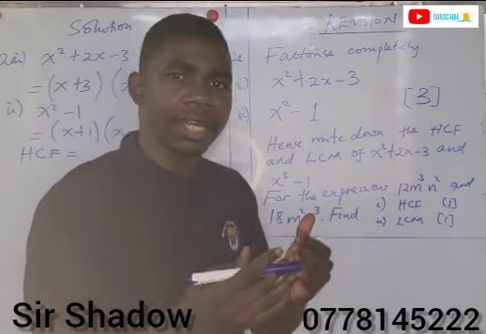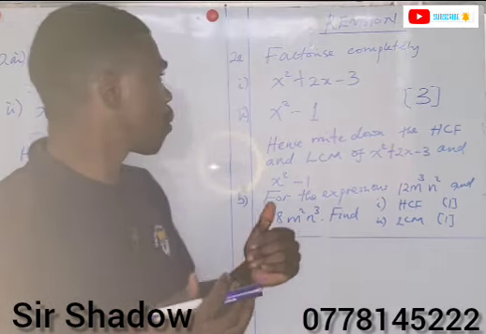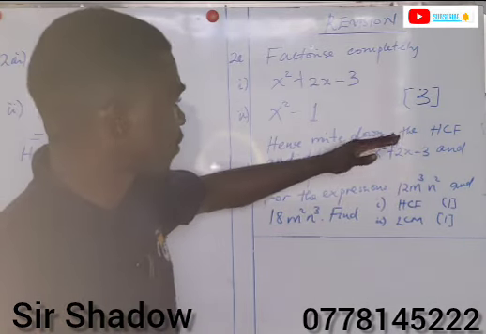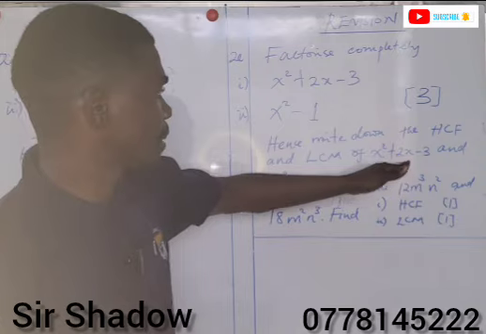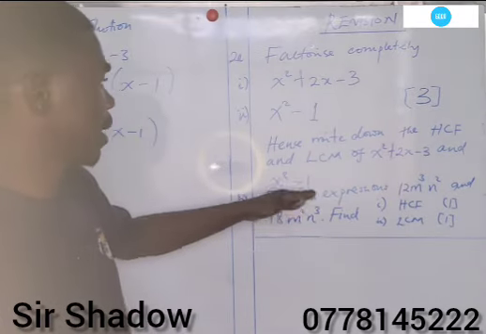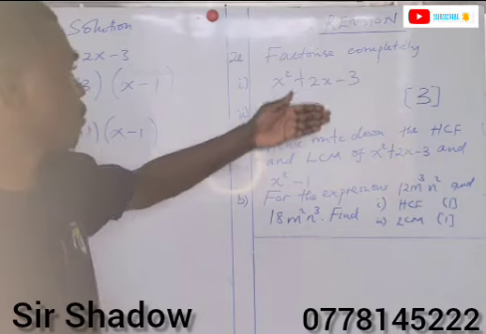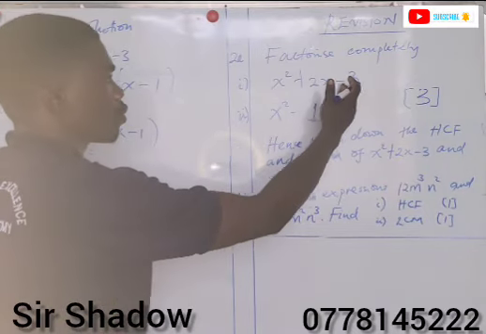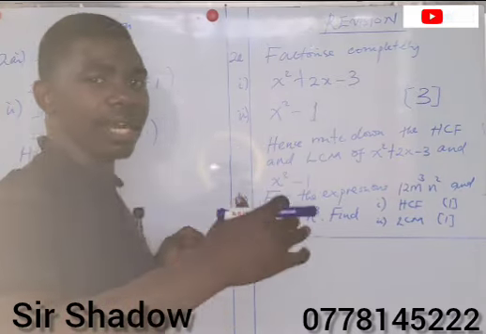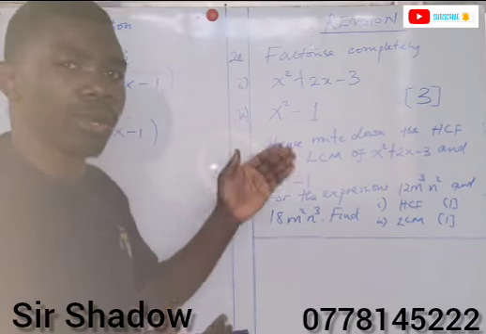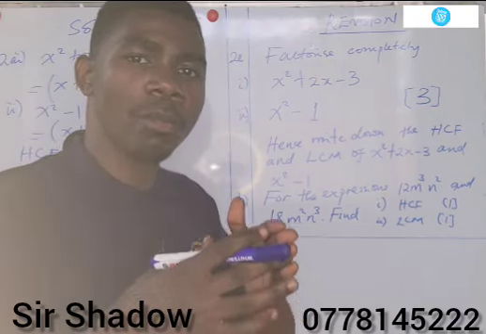Highest common factor just means that we are taking the factors which are common in item 1 and item 2. Remember, hence write down the highest common factor of x squared plus 2x minus 3 and x squared minus 1. These given two expressions are found here, 2a item 1 and item 2. So we want to find the factor which is common in both. This becomes our highest common factor.